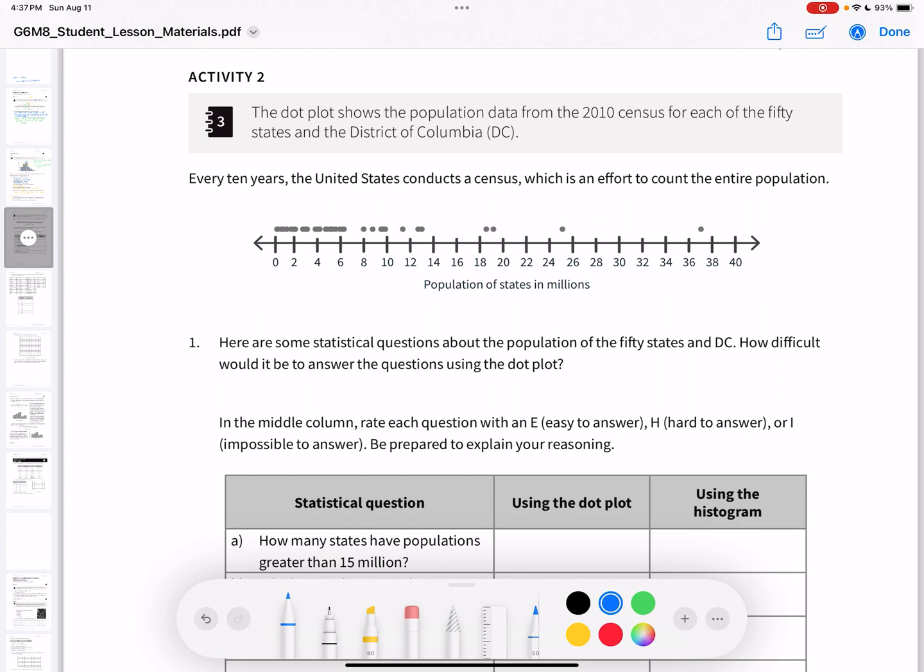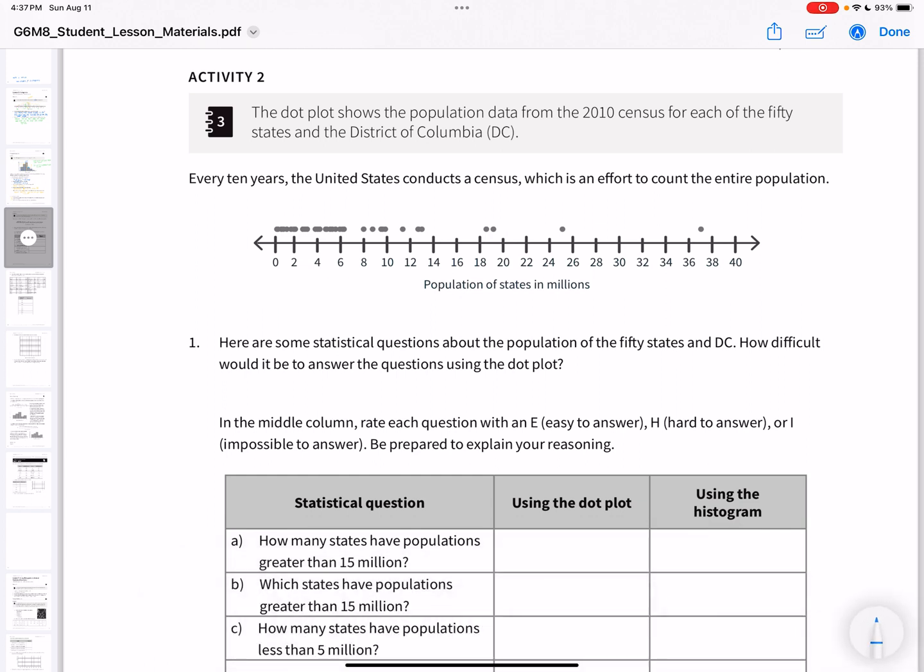All right. The dot plot shows the population data from the 2010 census for each of the 50 states and the District of Columbia. So how many dots should we have here? We have 50 plus 1, so there should be 51 dots. A census is where they go around to each household and ask how many household members live there, and they take a tally, and that helps us know population movement and population growth in an area. It's a pretty cool thing, to be honest.